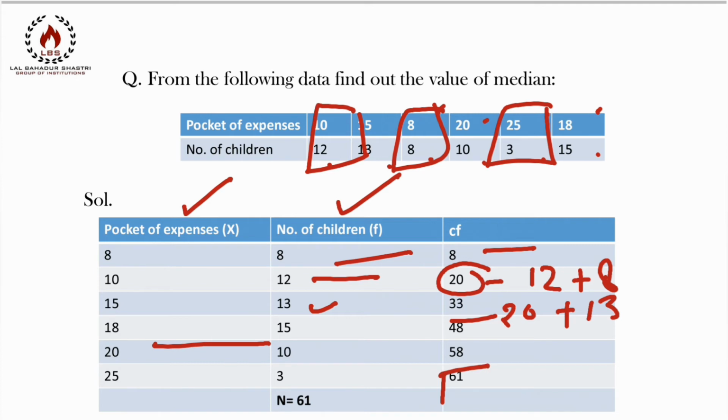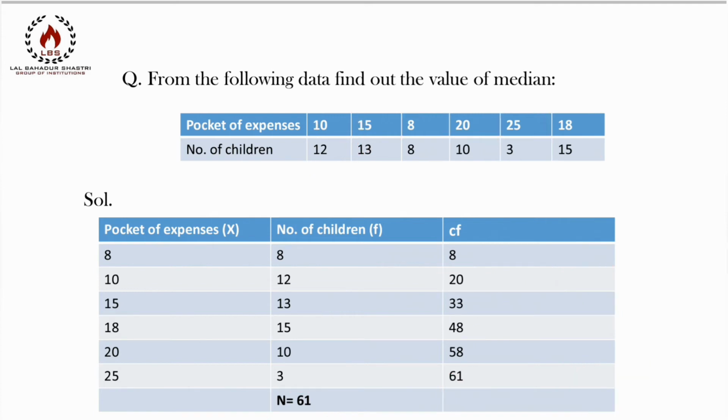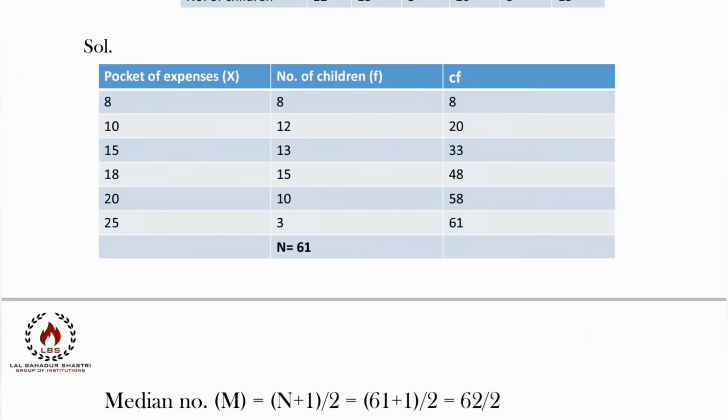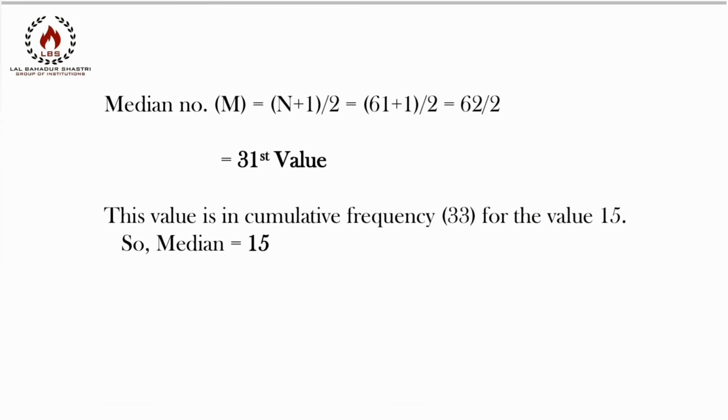Whether you have done it correctly or not, you can check it here. The last cumulative frequency will be equal to your frequency total, that is sigma f. The last cumulative frequency will always equal sigma f, that is n. Okay, so we have done the table work. Now we'll apply the formula.